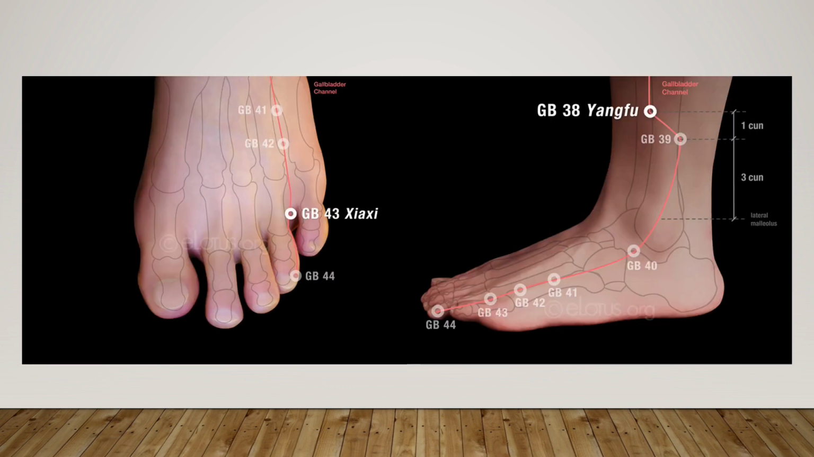Both gallbladder 43, mother, and gallbladder 38, child, the water and fire points respectively of the gallbladder channel, are important to clear heat and uprising of yang from the gallbladder channel, and neither has any discernible tonifying effect.